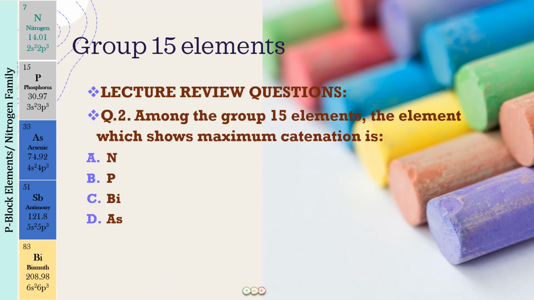The next question is, among the group 15 elements, the element which shows maximum catenation. I've already told you it is going to be phosphorus, which shows maximum catenation. So it is going to be B.